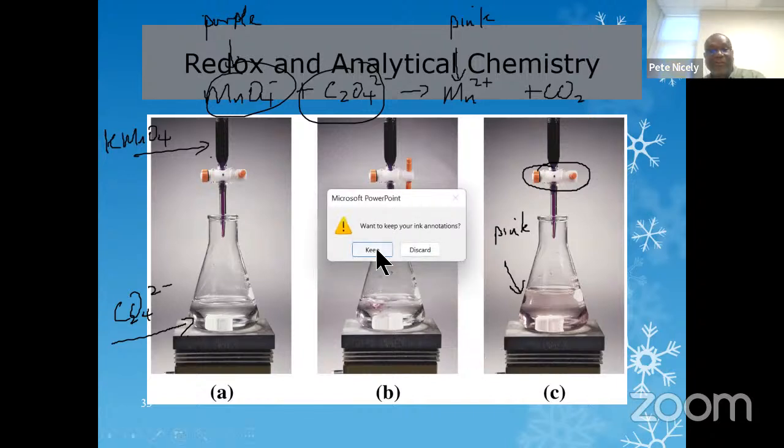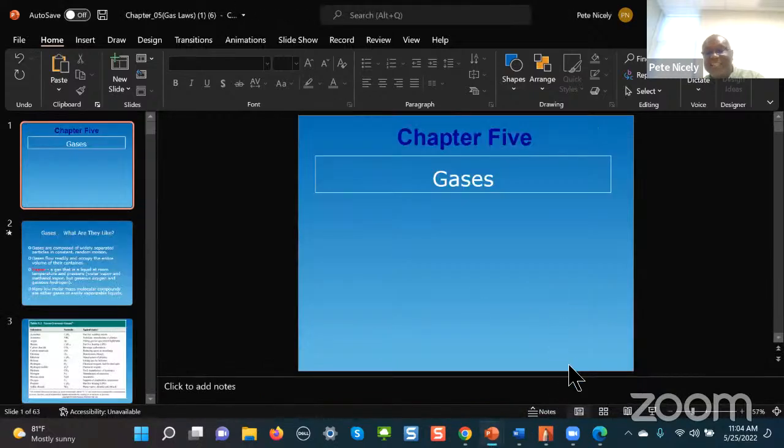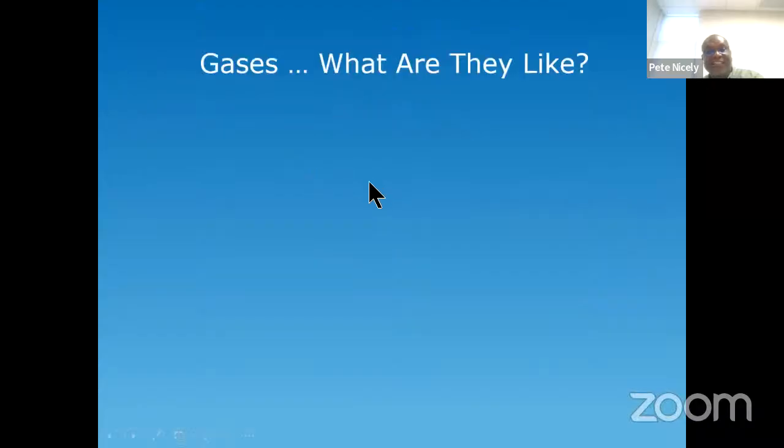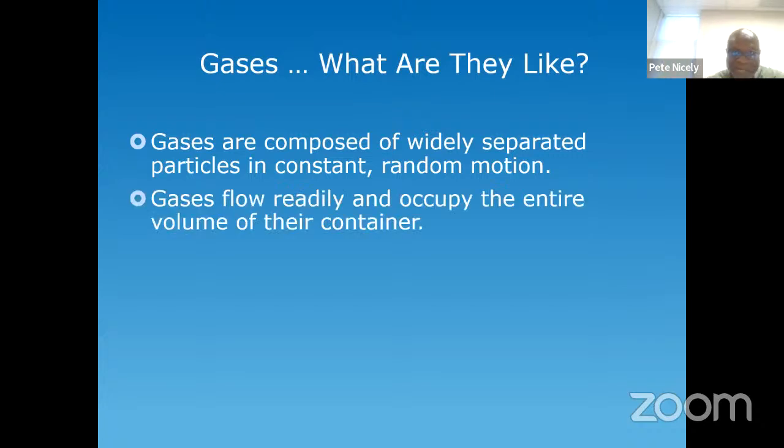And what we're going to do right now is move on to chapter 5, which deals with gases. And again, a lot of what you learned in introductory chemistry, we're going to cover again in this chapter, plus some other things that you may not have met before. All right, so let's talk about gases and their behavior. What are they like? Well, as you should know from before, gases are basically made up of very small particles that are highly energetic, and they're always moving around, and they're always bumping into the walls of the container and bumping into each other as well.